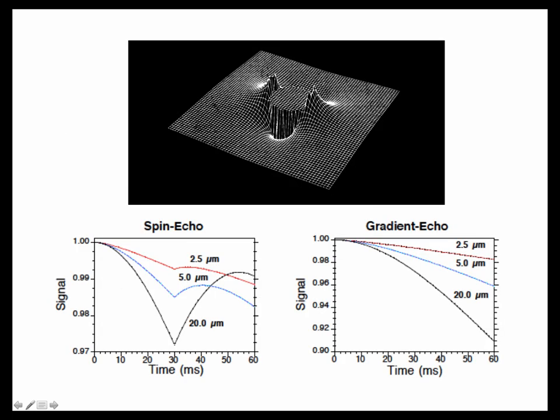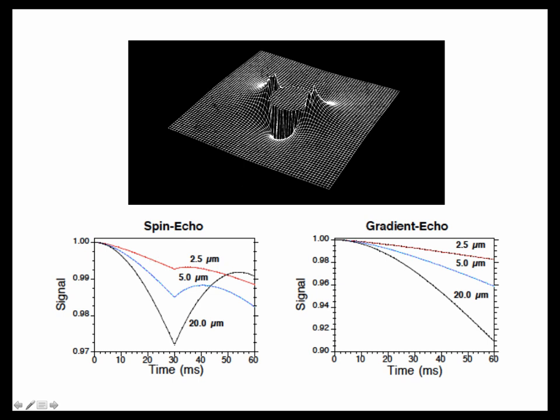Okay, and here basically, once again, we're relying on the fact that all we're looking at is the constructive and destructive addition of diffusing spins through a gradient. I'm going to try my best to say this clearly, but essentially, spin echo is sensitive to small compartments, and here's why.